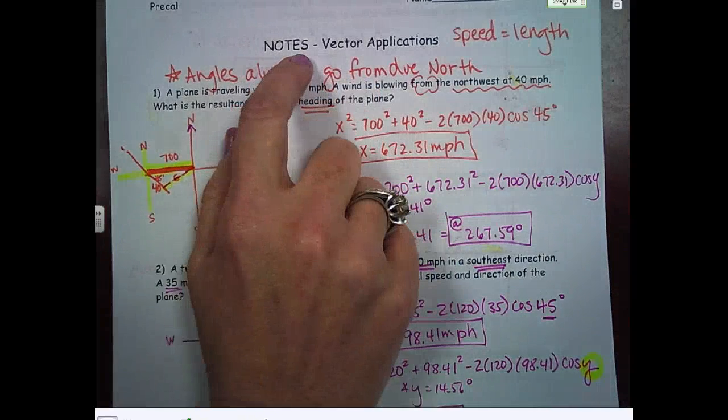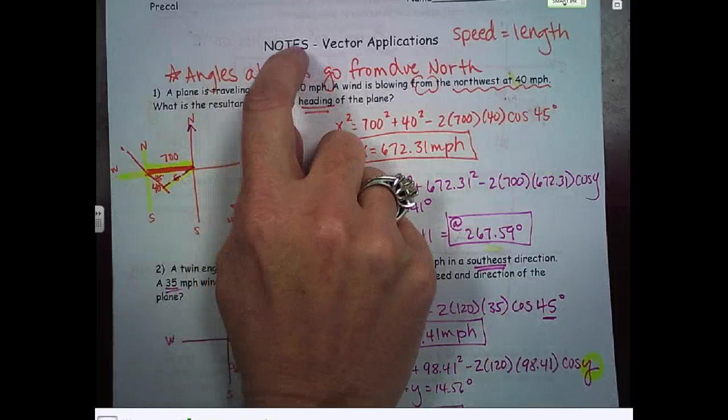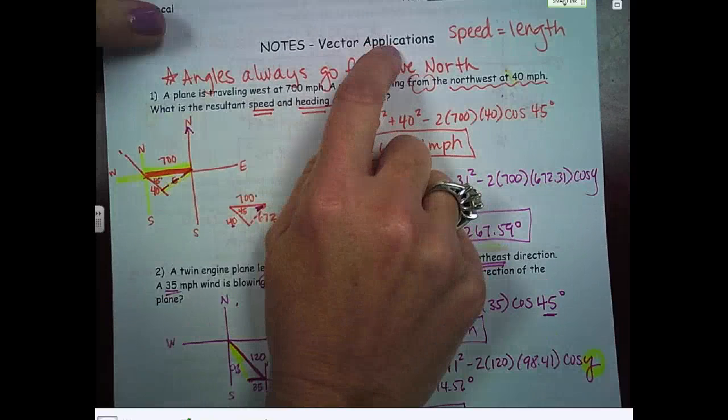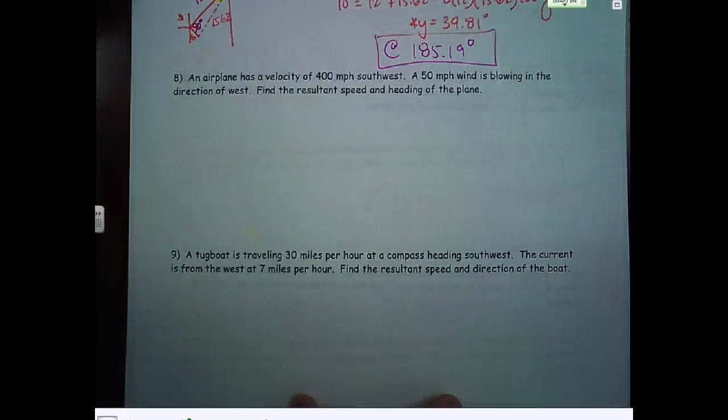Take out the same paper we've been working on for a while now, the one that says notes, vector application. Okay, yours is the same title. We've been doing the same for 2 days. Okay, so go to problem number 8. Okay, and here it is.